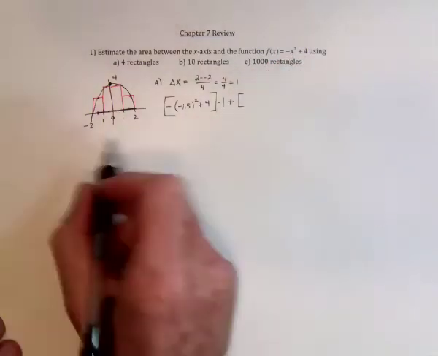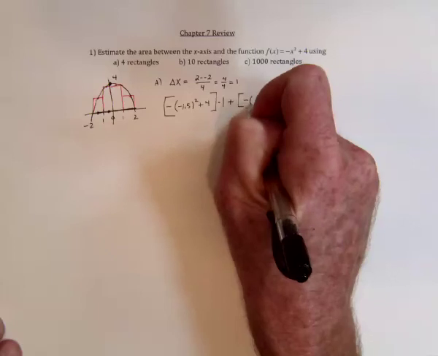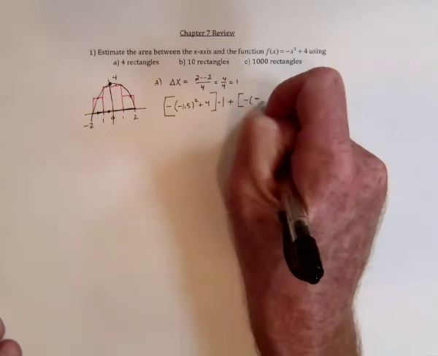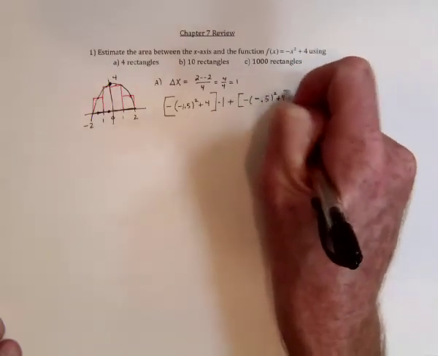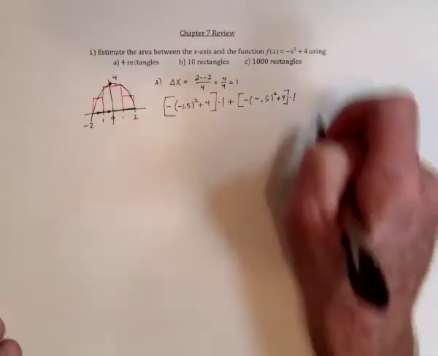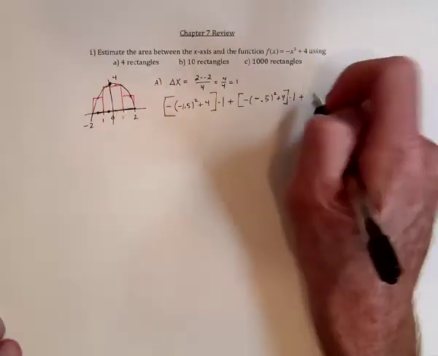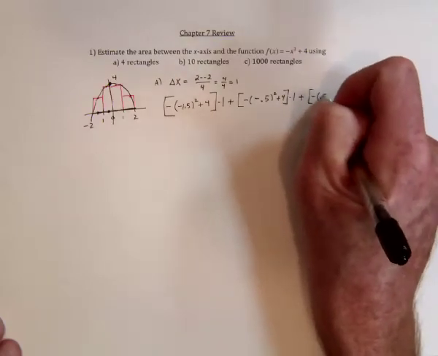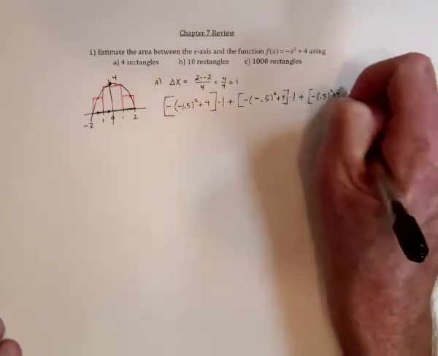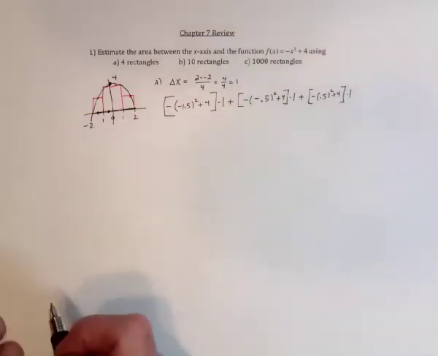Next, take this value, which was -1/2, substitute it in the function. That's the height, and then the width is 1. And then do the same thing over here at 1/2 and at 1.5. So we're making a little series of 4 rectangles added together.